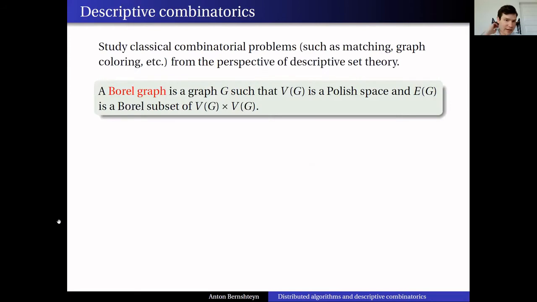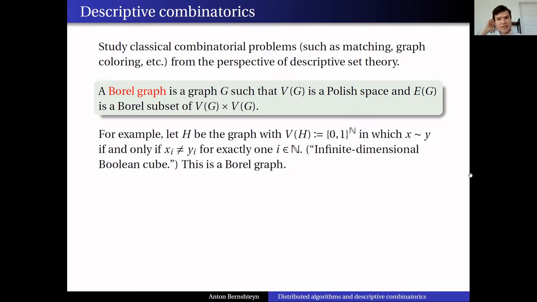Okay, so this was descriptive set theory in general. In descriptive combinatorics, we apply these ideas to combinatorial problems, especially graph theoretic problems. And the key notion for us here is the notion of a Borel graph, which is a graph G such that the vertex set of G is a Polish space. So it puts it into this descriptive set theory framework. And the edge set is a Borel subset of the product space, V(G) cross V(G). What this means is that there is a kind of countable procedure, a countable Boolean circuit or something like this, that given 2 vertices X and Y decides whether or not X and Y are adjacent in G.